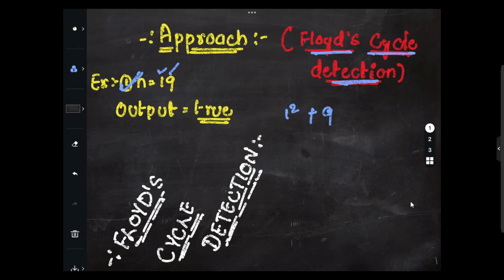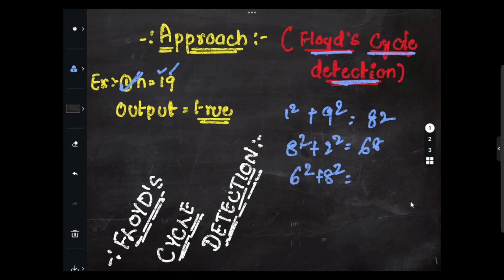So this number and this number we will take. 1 square and 9 square is 1 plus 81, which leads to 82. Next, 8 square plus 2 square is 64 plus 4, which leads to 68. Next, 6 square plus 8 square is 64 plus 36, which leads to 100. The next step is 1 square plus 0 square plus 0 square, which leads to 1.